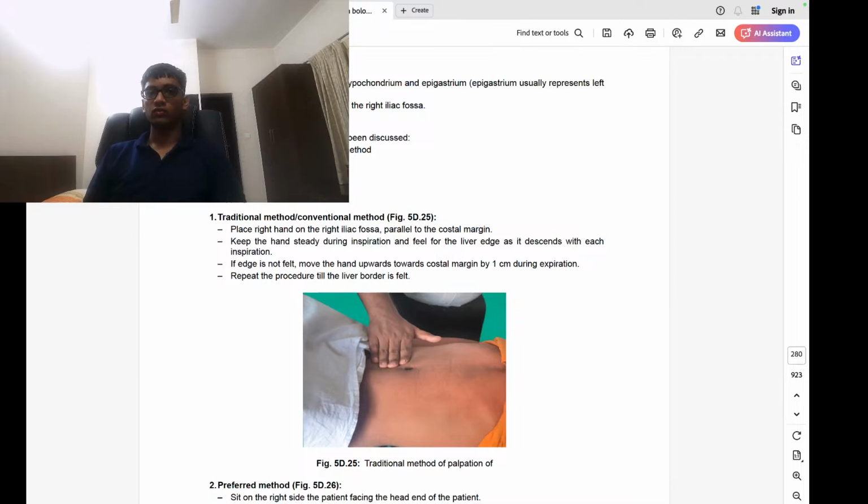Then watch for fullness in the right hypochondrium and epigastrium. The epigastrium usually presents the left lobe. The direction of enlargement is towards the right iliac fossa. It will always enlarge like this, from the top left to the bottom right.